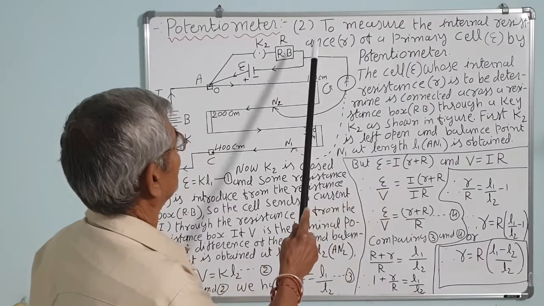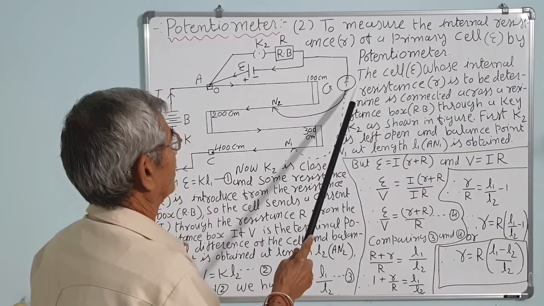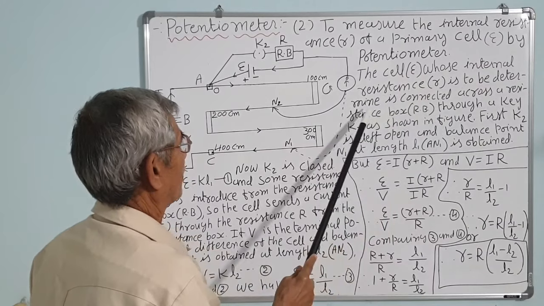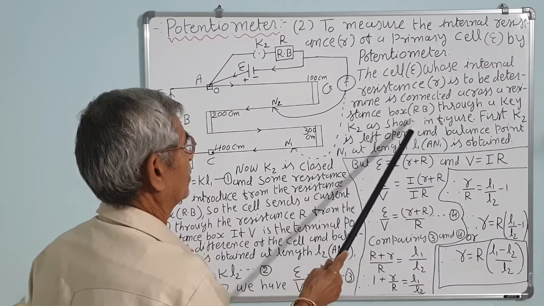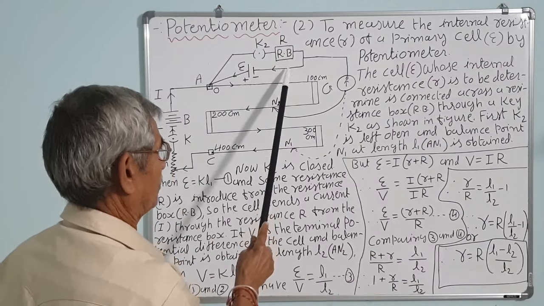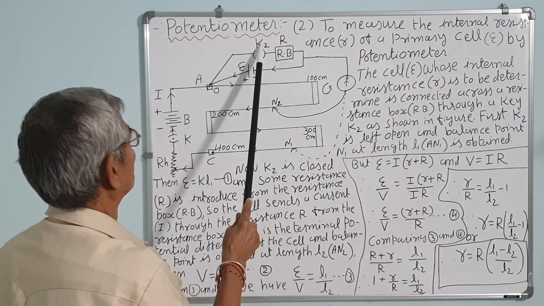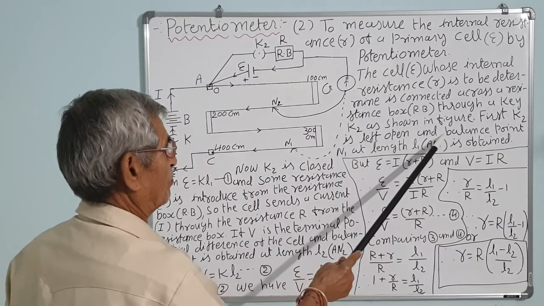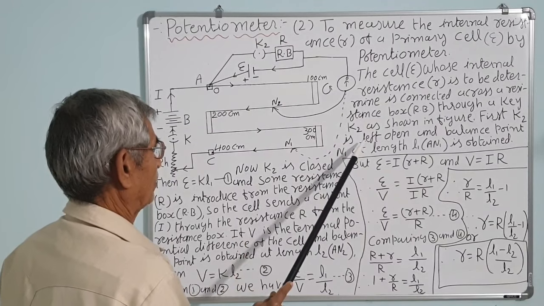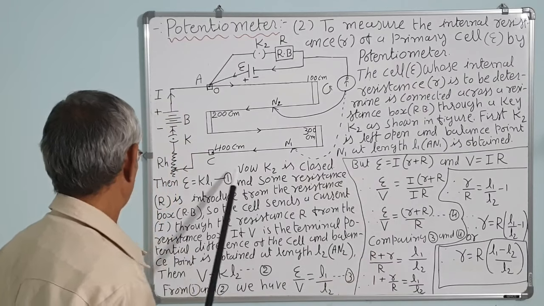To measure the internal resistance r of a primary cell by potentiometer. The cell of EMF E, whose internal resistance r is to be determined, is connected across the resistance box through a key K2, as shown in the figure. First K2 is left open. It is not closed, and balance point N1 is obtained when only the cell is in the circuit. Length L1 is equal to AN1 is obtained.